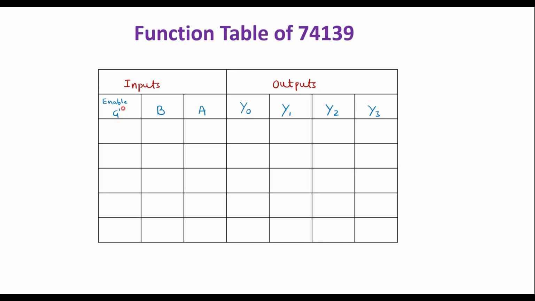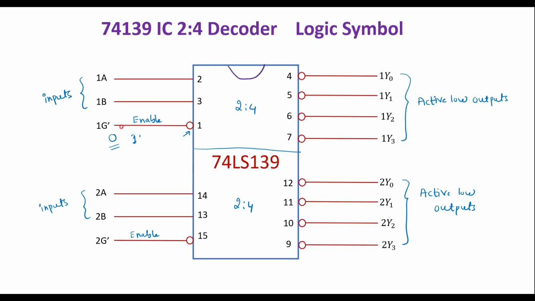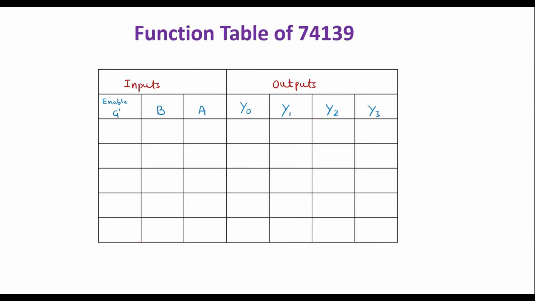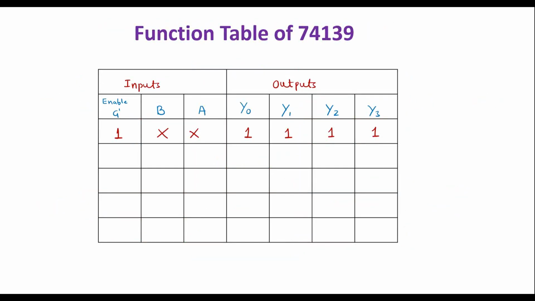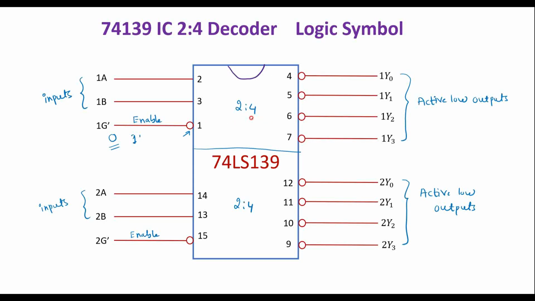So as I said, the enable input is active low enable input. This is active only when input 1G dash is 0. So if the 1G dash line or G dash line is 1, irrespective of A and B input, that is don't care, in that case all the outputs will be 1. It is 1 because the output lines are active low. So this is 1, the complement of this will be 0. So it is called active low outputs. So when the G dash line is 0, this 2-to-4 decoder will be active.